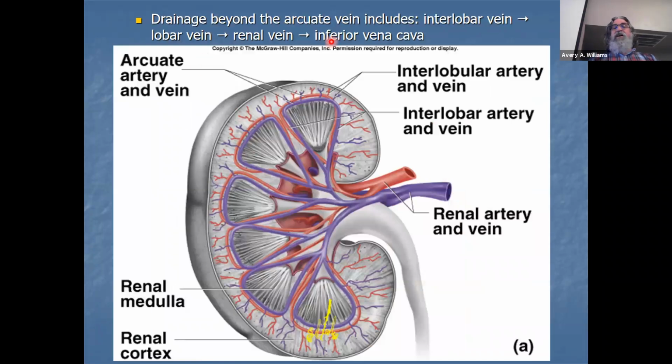So here I have drainage beyond the arcuate vein, which includes the interlobular veins here in the columns, and then they drain into the lobar veins, which merge to form the renal veins, and of course the renal veins dump into the inferior vena cava. And you should know the route after that. Remember, inferior vena cava goes all the way up to the right atrium, right ventricle, to the pulmonary trunk. Remember that. You should know the route of blood all around the body. How about that? So that's blood supply to the kidney.